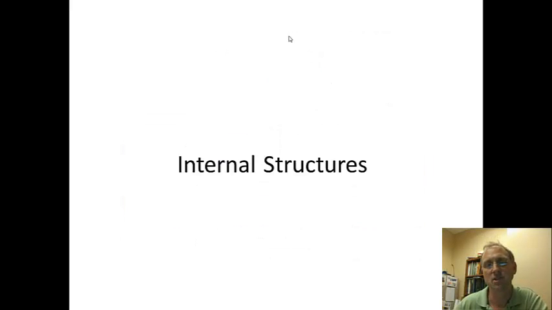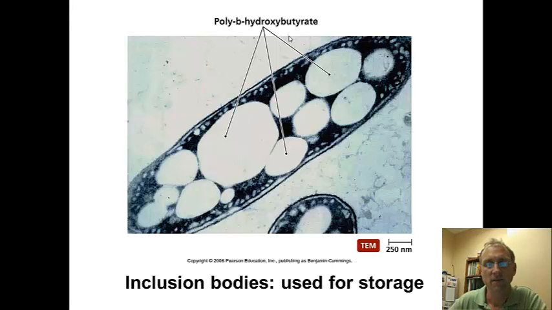Let's look at just a couple of internal structures. The first of these are inclusion bodies. These are structures that are found in some microorganisms, and they're typically going to be used for storage. And you consider the process of active transport, where a microorganism would bring glucose into the prokaryotic cell because it's a molecule that a microorganism might want to store.